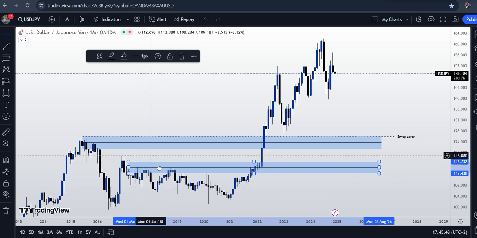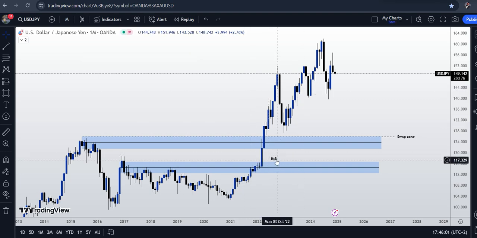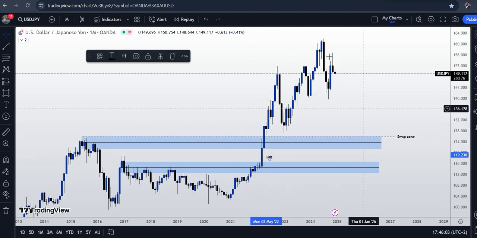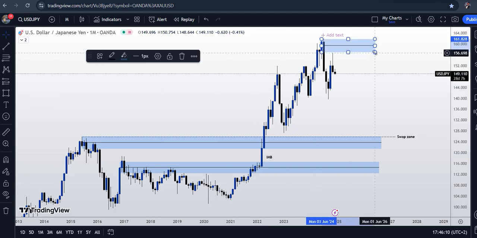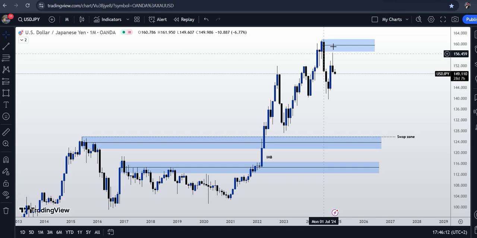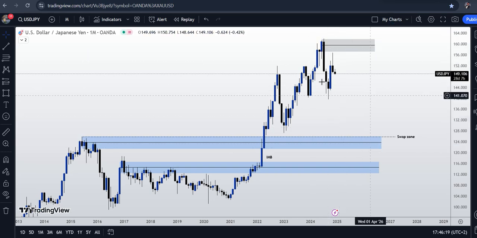So price was respecting, it's also a swap zone. Price was respecting from this level until it broke and pushed all the way up, and I can see an imbalance on top here. So we do have an imbalance right there. Okay, so if price comes back, it's an area where we can really focus on. Then from here, I can also see a supply zone which has not been tapped yet, right on top, just trying to mark my key areas.